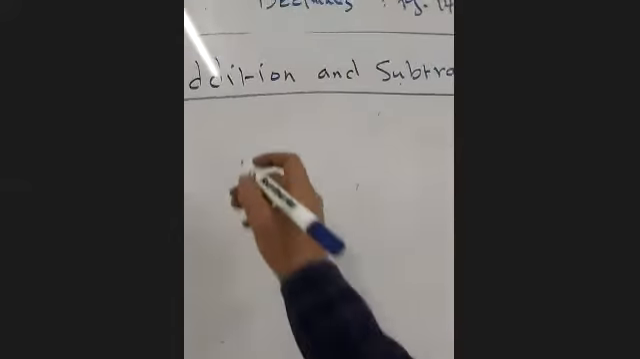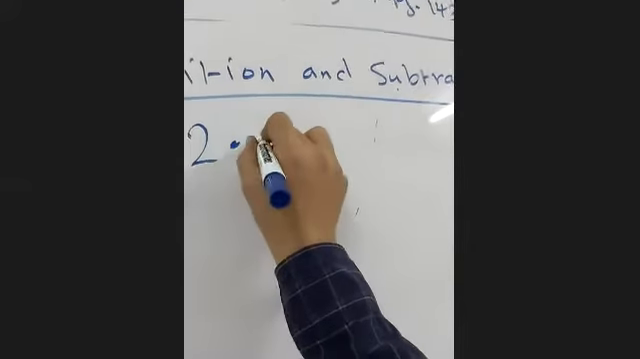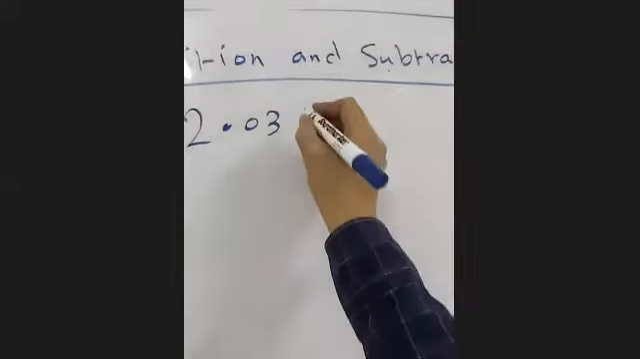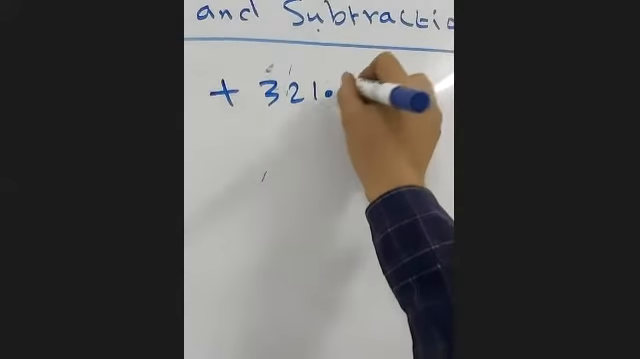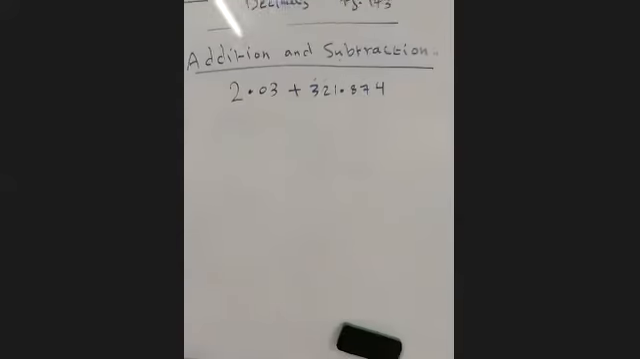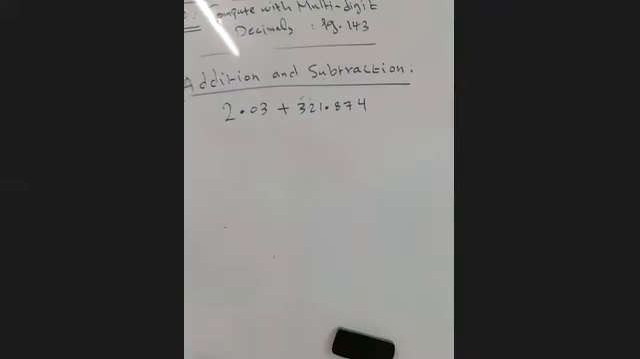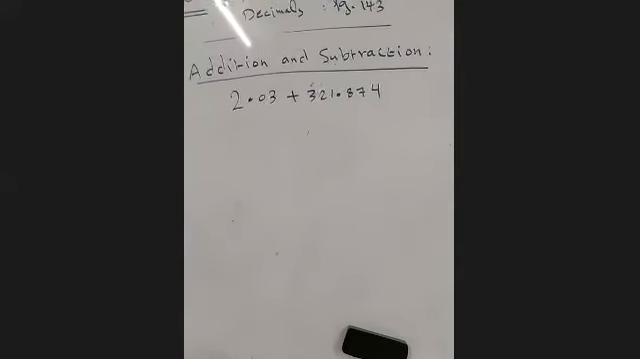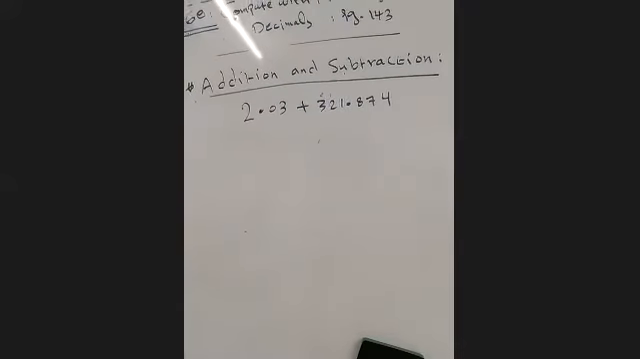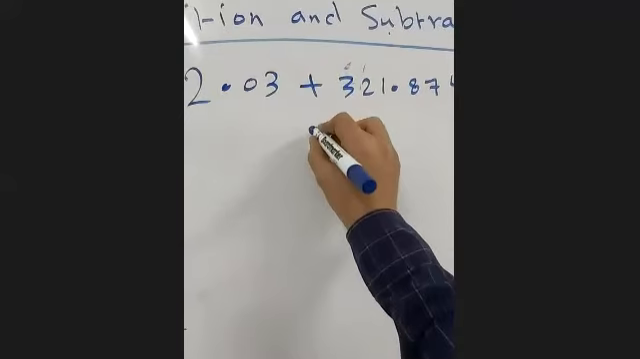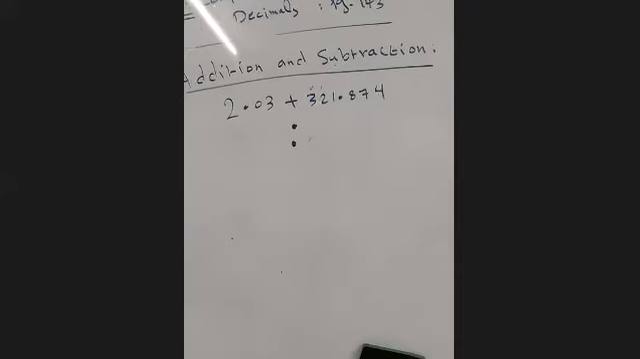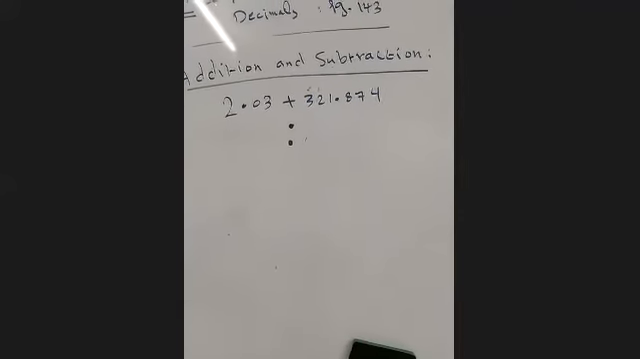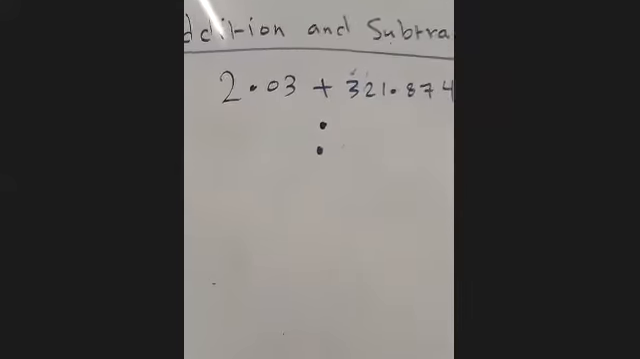So for example, here, if I have this decimal, 2.03, 3 hundredths, because we have 2 digits after the decimal, plus 321.874. If I want to add these 2 numbers, the first important thing you need to do, guys, in this kind of example is to put the 2 decimals over each other like this. Again, to add or subtract decimals, the first thing you need to do is to put the 2 decimals over each other.